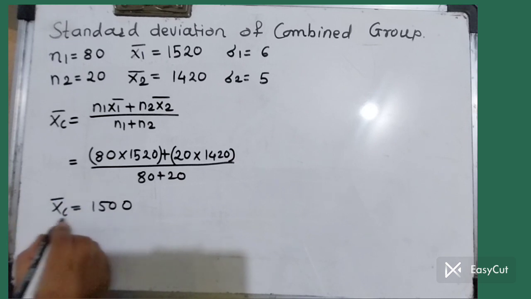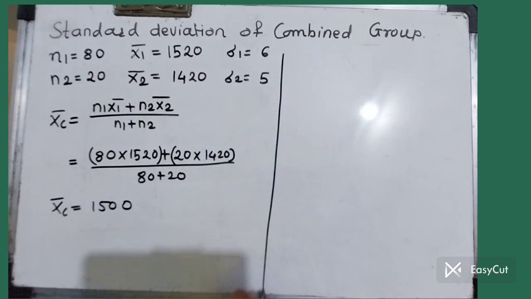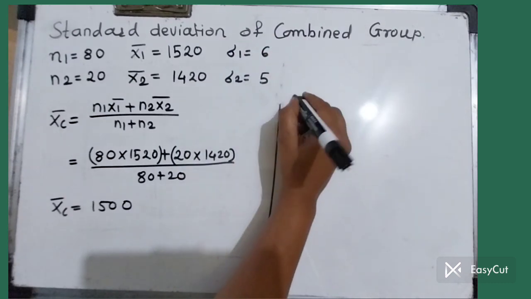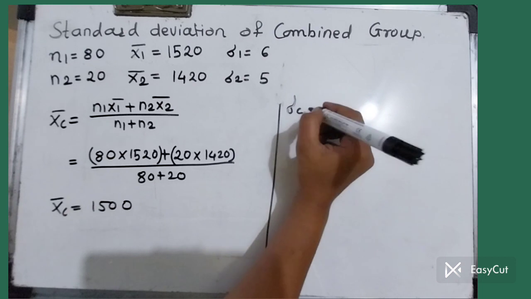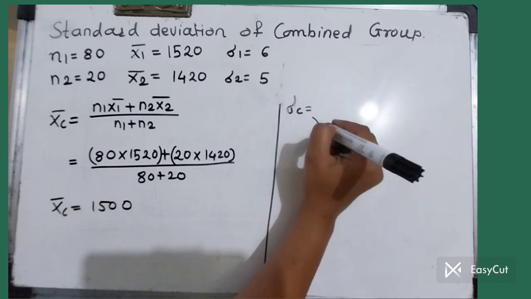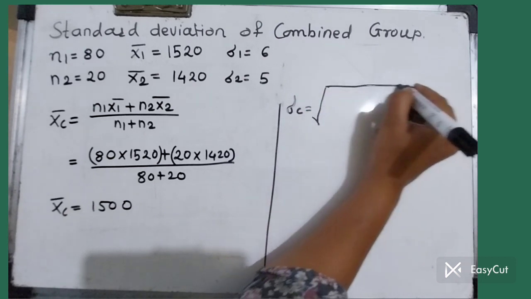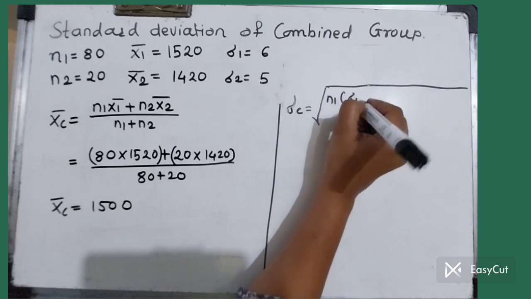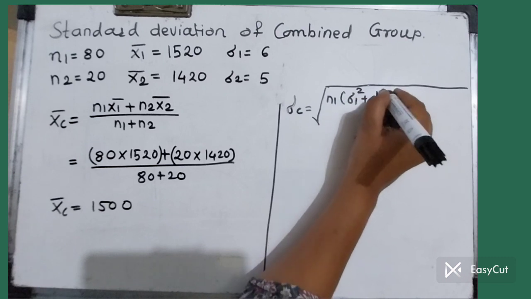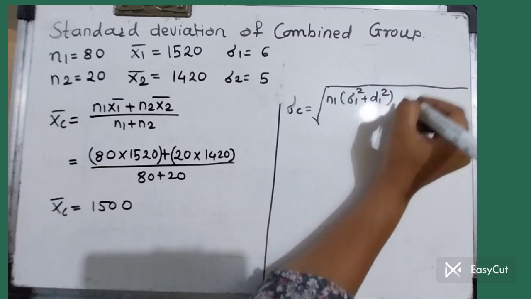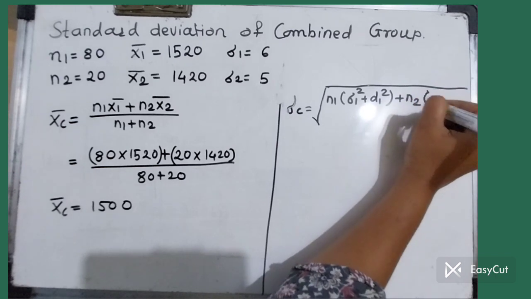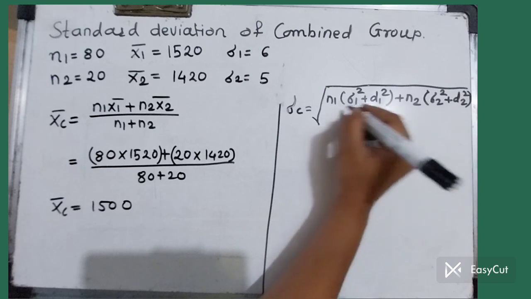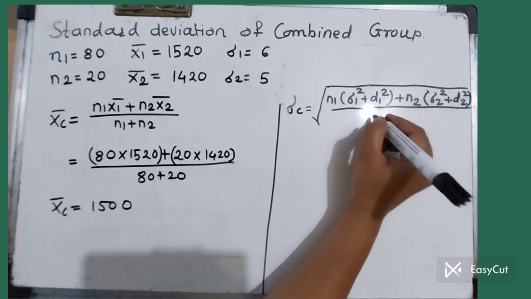Okay, now the formula for sigma C, the standard deviation of the combined group. So the formula is N1 into sigma 1 square plus D1 square, plus N2 into sigma 2 square plus D2 square, upon N1 plus N2.